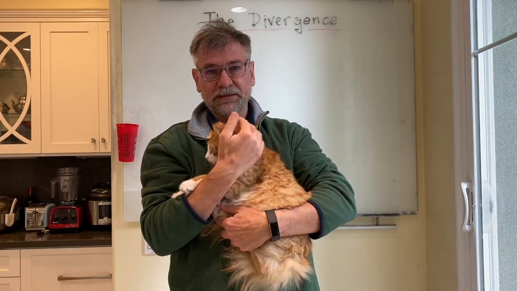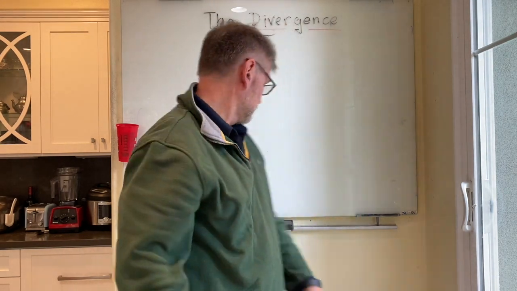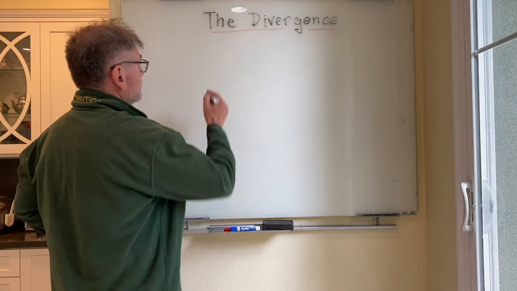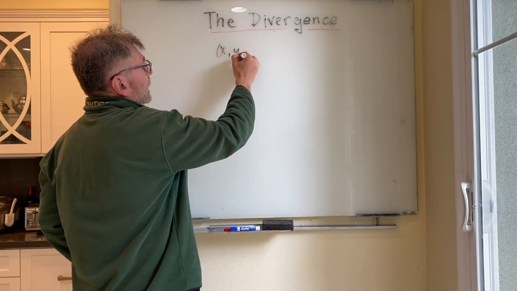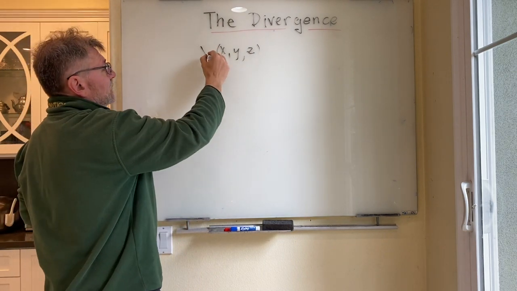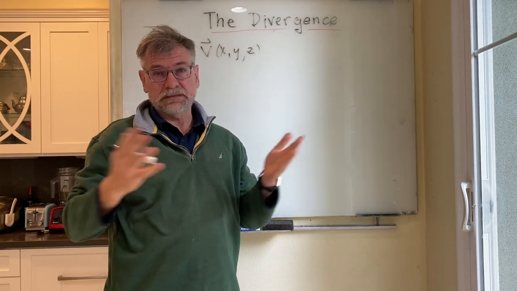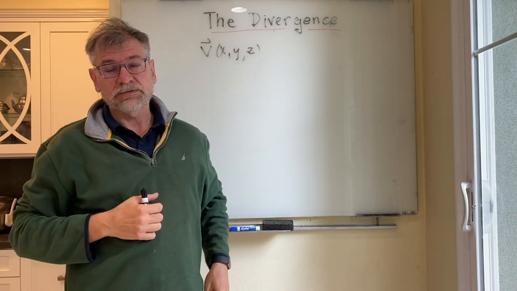All right, we're going to talk about the divergence of a vector field. First of all, what's a vector field? Well, a space with coordinates x, y, z, and then to each point in space you assign a vector. So if I imagine having some space coordinates x, y, and z, and then to each of these points I'm going to assign a vector v. And so this is called a vector field. So it's basically a vector that is a function of space.